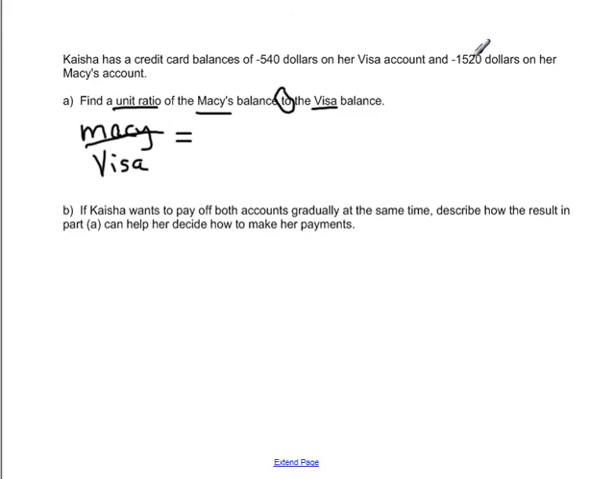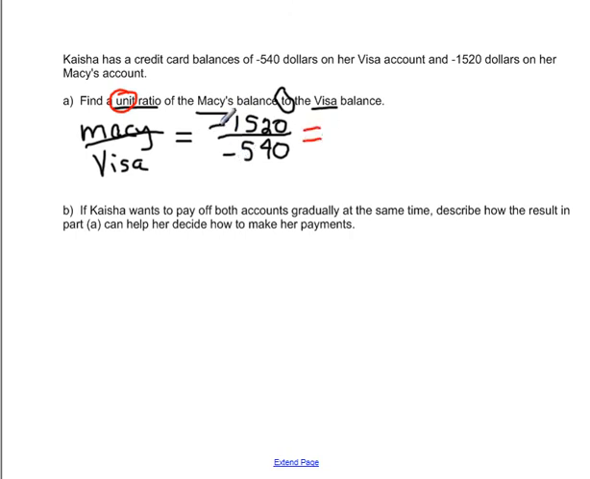So we know on her Macy's account she had negative $1,520, and in her Visa account her balance was negative $540. So there's a ratio, but if we pay close attention to the directions, this is asking us for a unit ratio. So remember, when we find a unit ratio, we actually want to do the division that's being asked for.